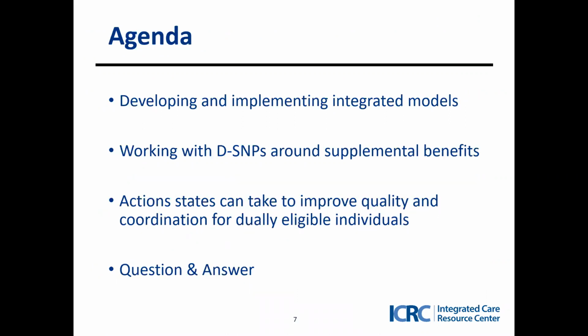So during today's webinar, we'll go a bit further into some details on ways that states can better integrate care for dually eligible individuals. This includes developing and implementing integrated models, working with DSNPs around supplemental benefits, and actions that states can take to improve quality of coordination for dually eligible individuals. Now, we know that not everyone in Medicaid agencies is dealing with all of these issues, but these are important issues that set a foundation for effective coverage of dually eligible individuals and integration of services.